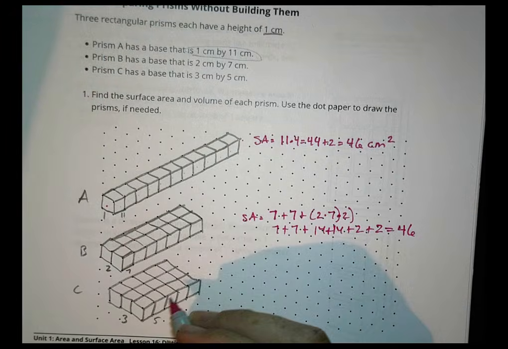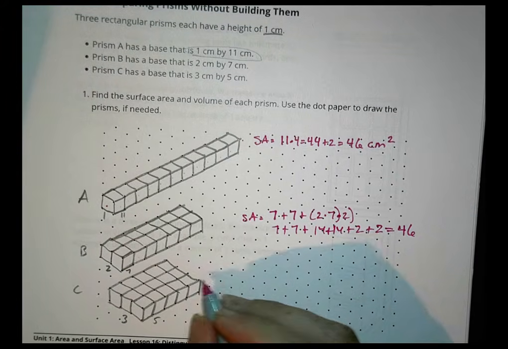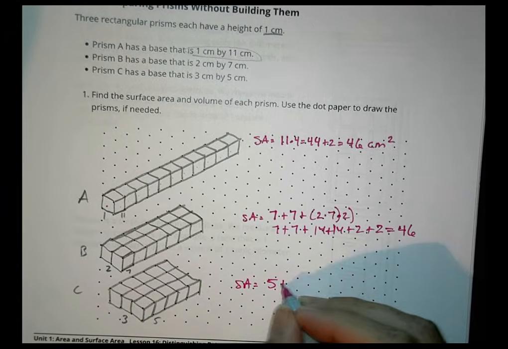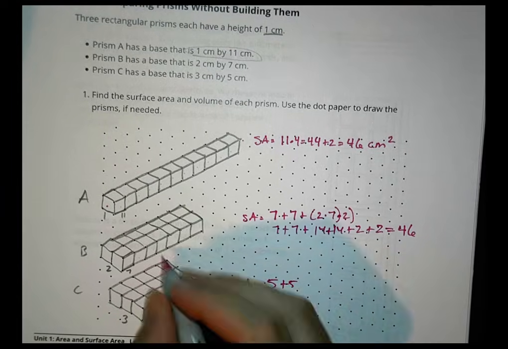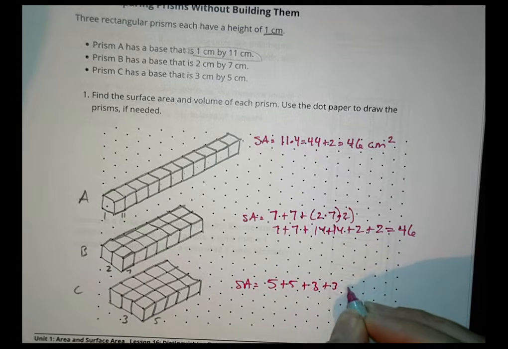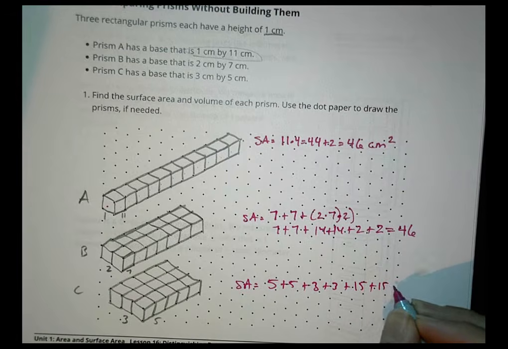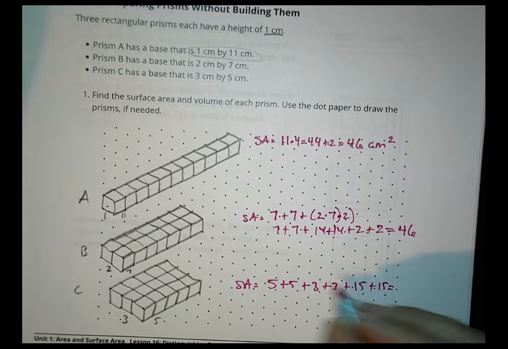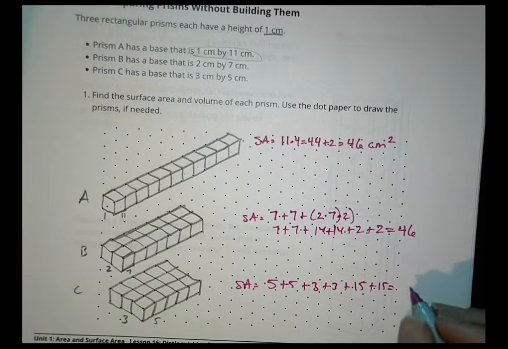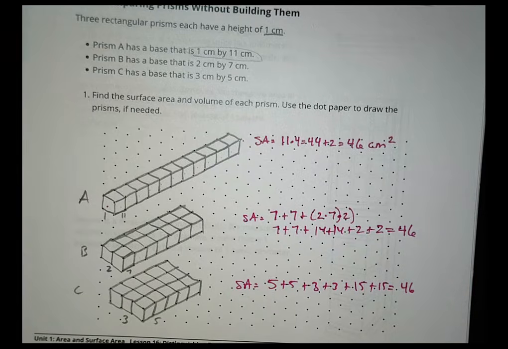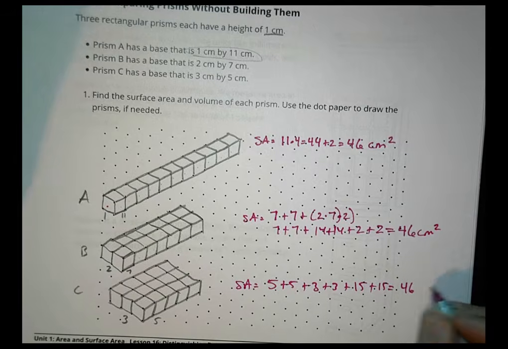And over here we have this 5 by 1. And the back side is also a 5. The front is a 3, the back is a 3. And the top is a 3 by 5, which is 15, and another 15. So surface area is 30, 40, and 6 makes 46. So they all have the same surface area. Kind of interesting, right? They all look different, but they have the same surface area of 46 centimeters squared.